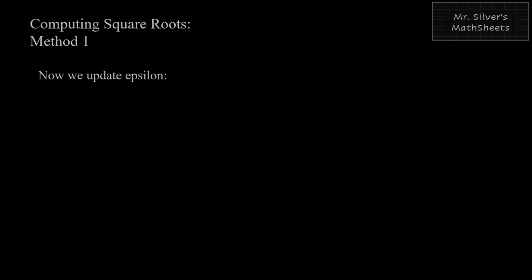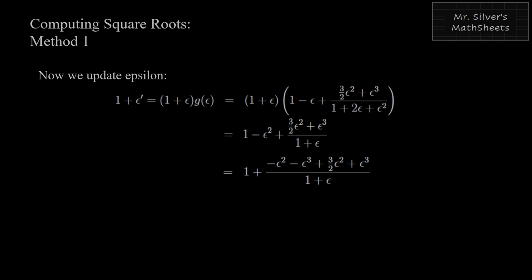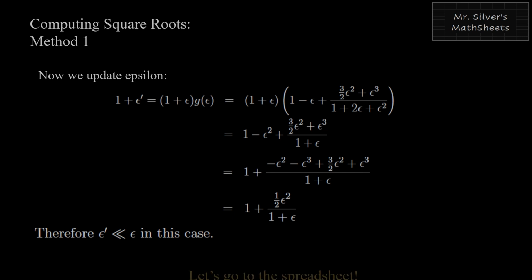Now we'll calculate the update for epsilon. We multiply out the right-hand side. There's some nice cancellation. And we put that epsilon squared term in the numerator. We get some more cancellation. And in the numerator, we get 1/2 epsilon squared. That's roughly the new error. And that's much better. Let's go to the spreadsheet and see how it works.